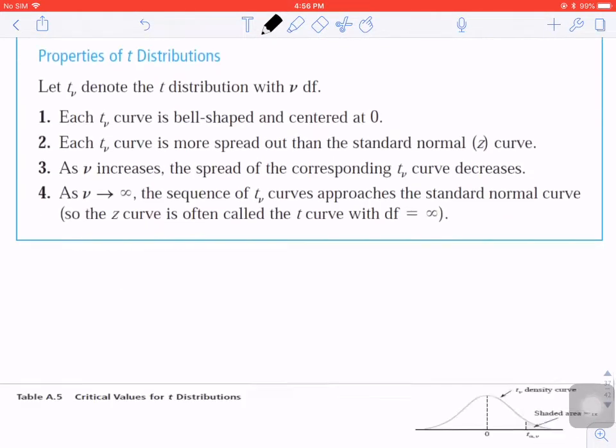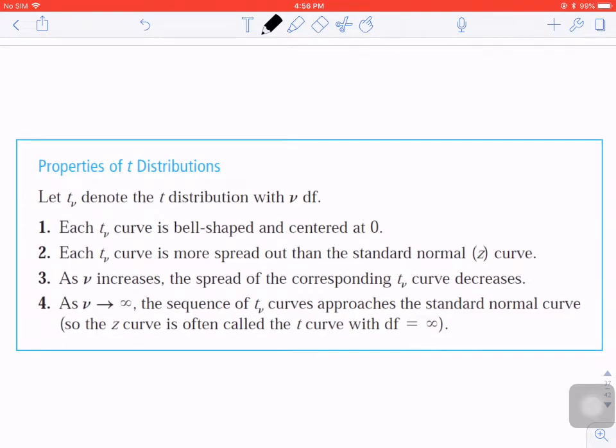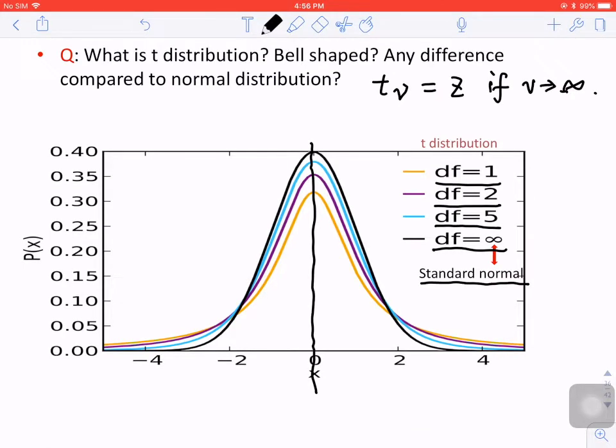Okay, so we have the following properties of t distributions. I'm going to use t to denote the t distribution, and its degrees of freedom is v. So each t_v curve is bell-shaped and centered at 0. This is exactly the same as a standard normal distribution. But what's the difference between the standard normal distribution and t distribution? Let's see the second property. The t curve is more spread out than the z curve. As you can see from this curve, right?